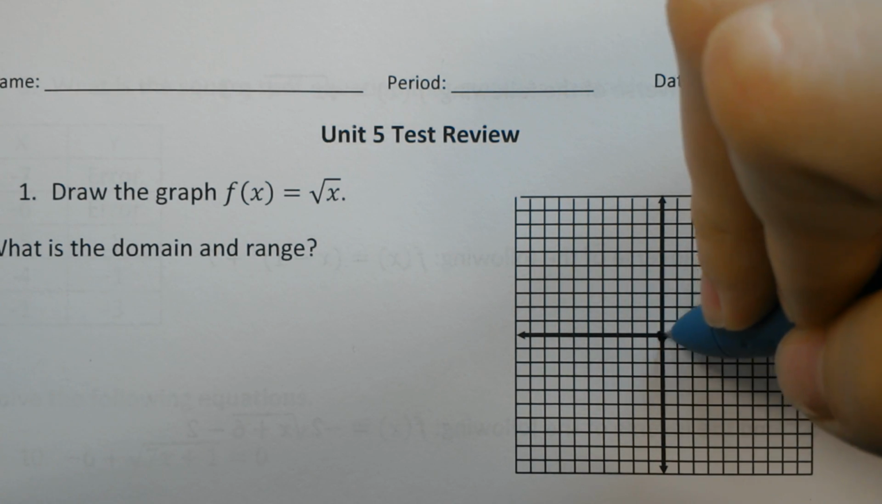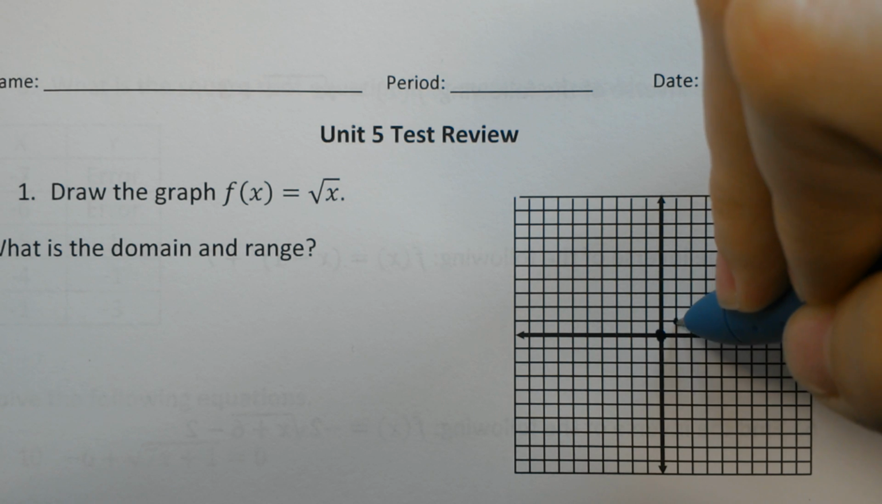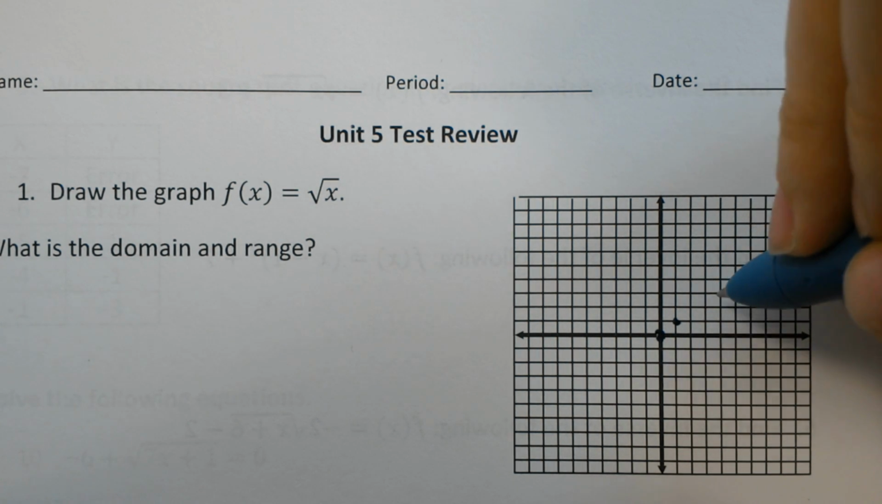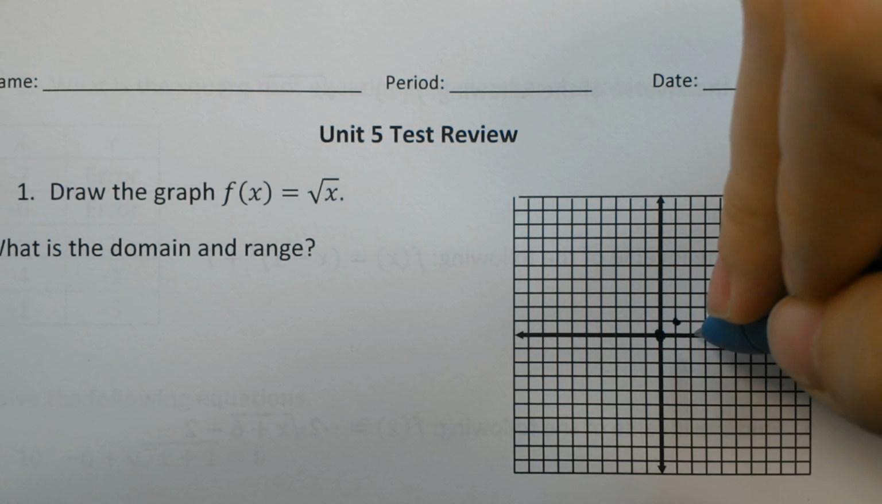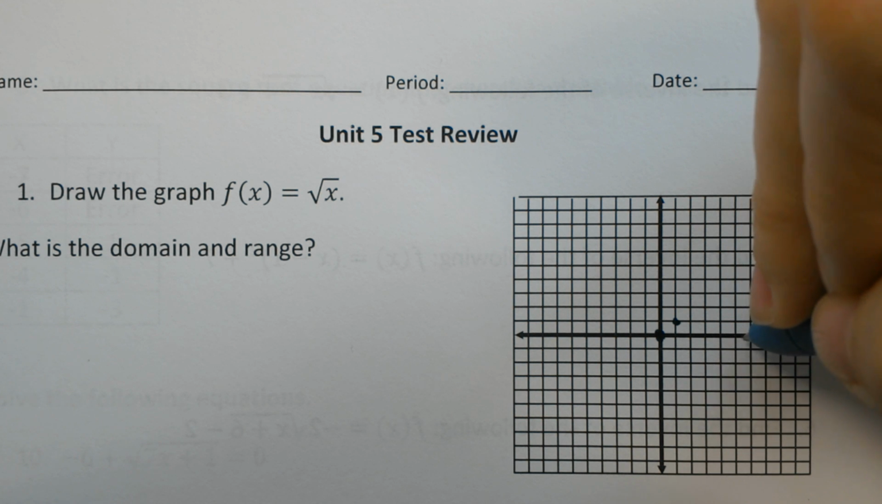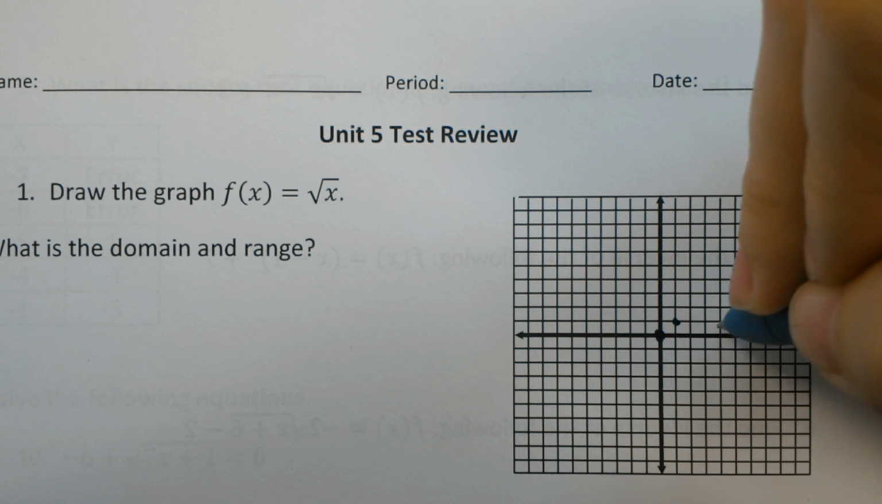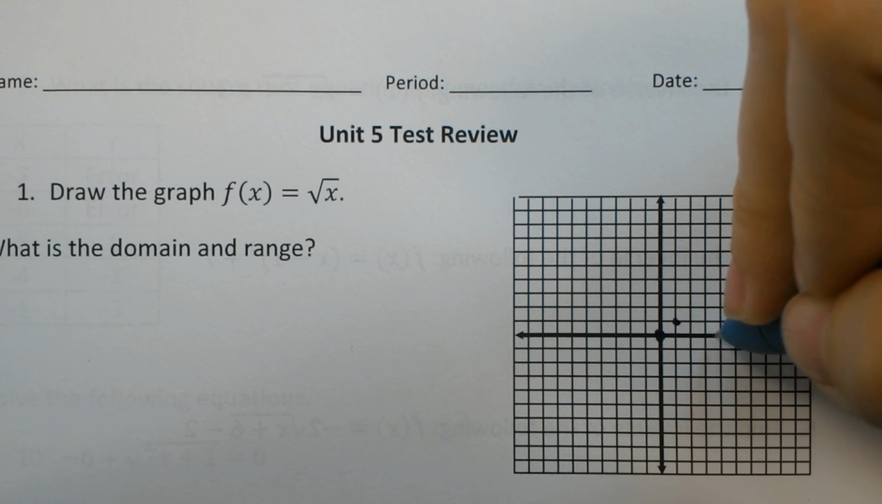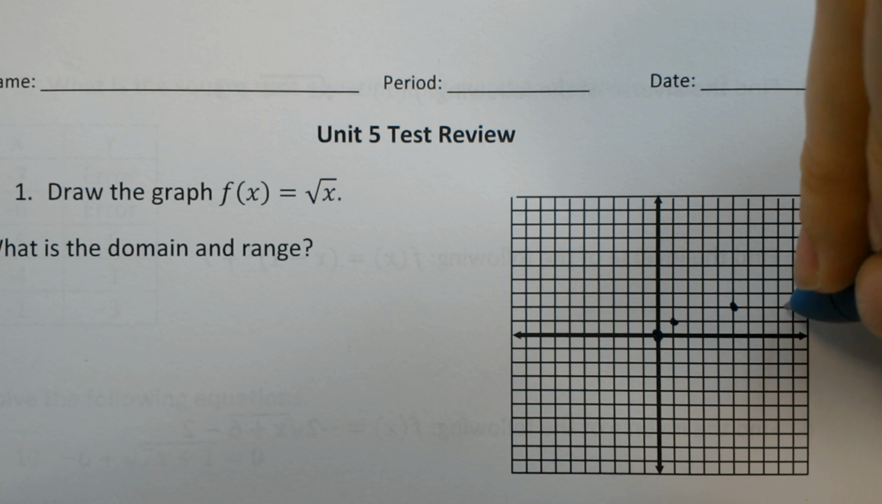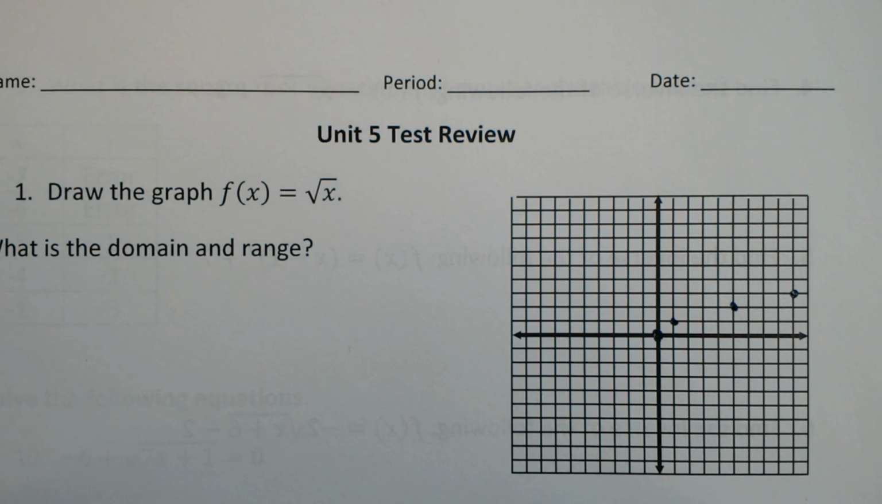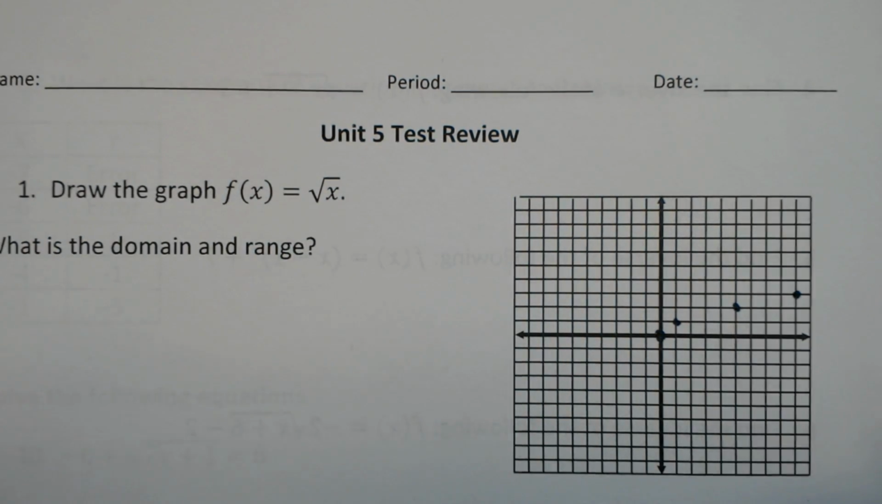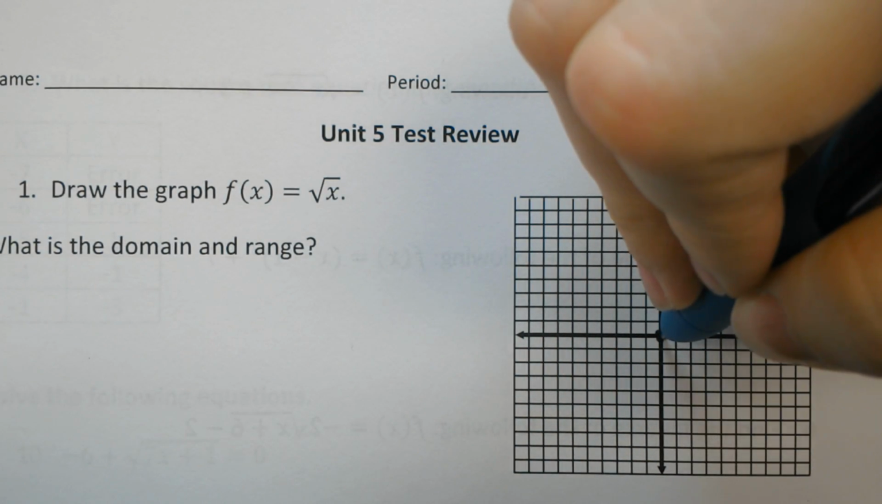starts at 0, 0, and the square root of 1 is 1. The square root of 2 is some decimal, square root of 3 is some decimal. The next number y value comes when x is 4. So the square root of 4 is 2. And then after that, a square root of 9 is 3. So if you're not sure, of course, you can check in the calculator.